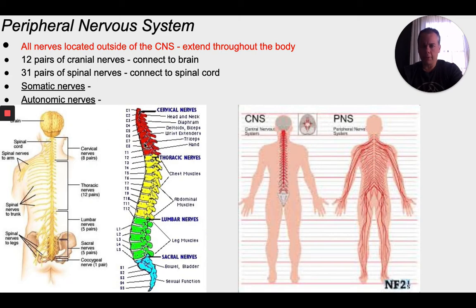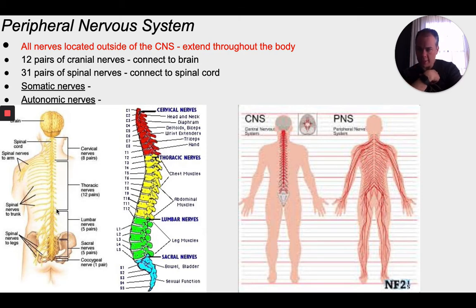The top nerves are the cervical nerves, the very top of the spinal cord that branch out. These cervical nerves go out to the head and the neck, the diaphragm, the upper arms, the wrists, the hands. So the nerves that bring information back and forth through those parts connect to the spinal cord through these cervical nerves.